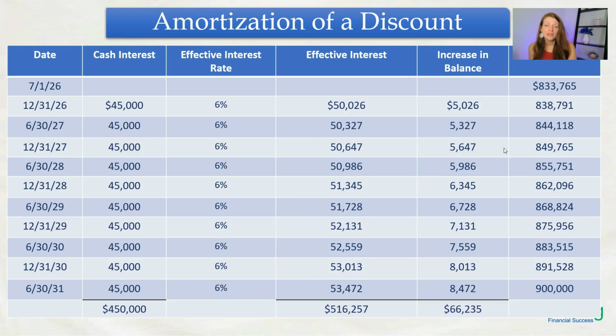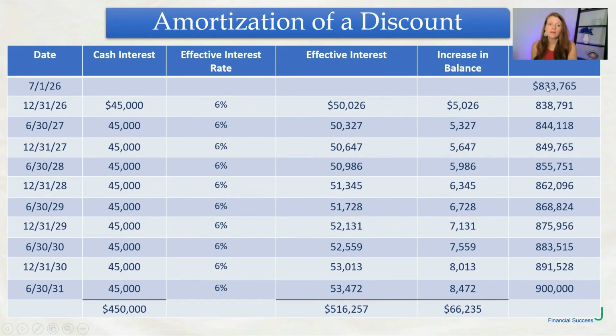So we would be debiting cash for $45,000 as the investor, as VentureWorks. We are debiting the discount on bond investment to slowly get rid of it, to amortize it, of $5,327, and we are crediting interest revenue for the $50,327. So we do this for each and every payment.